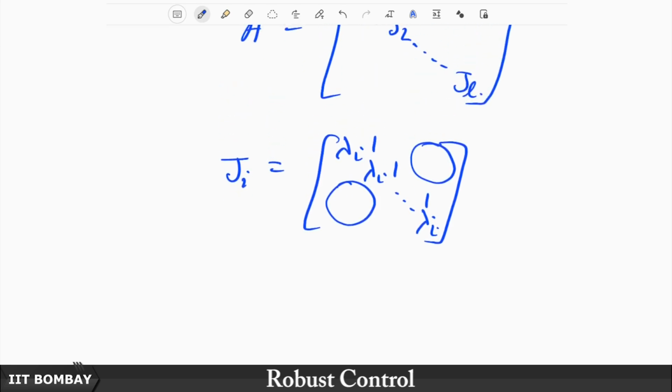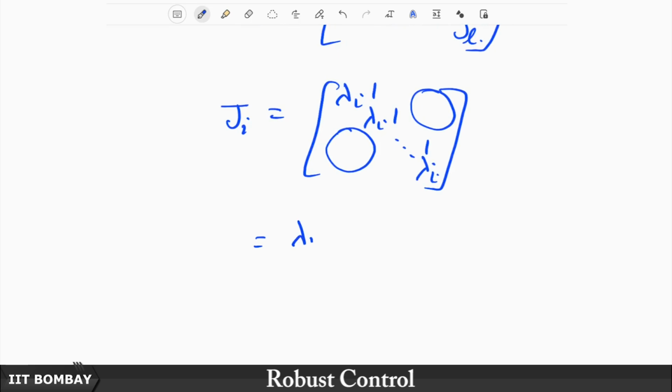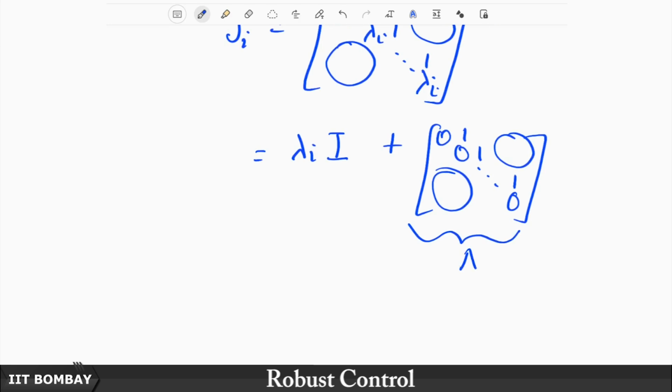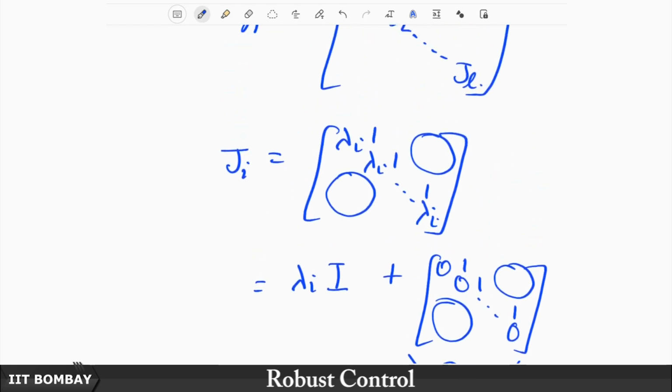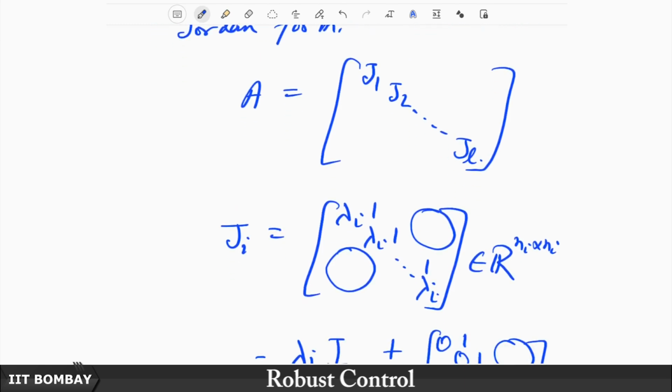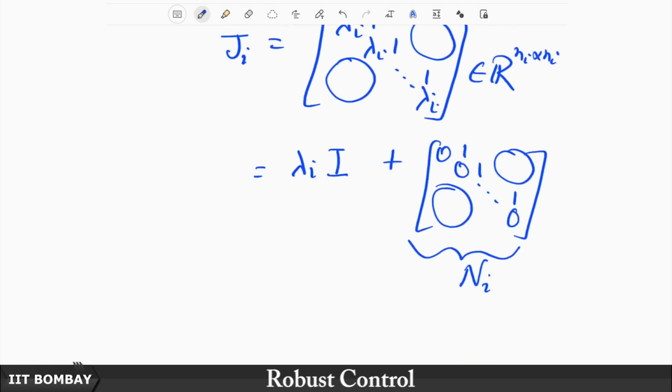So, this now I can write down as lambda i times I plus a matrix with 0 on the diagonal, everything else 0, only the super diagonal has ones. Let me call this sort of matrix N, Ni maybe. Suppose this is of size Ni cross Ni. So, J1 is of size N1, J2 is of size N2 cross N2, JL is of size NL cross NL. So, this is how we describe it.